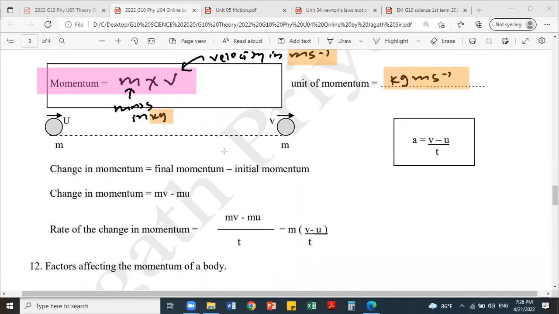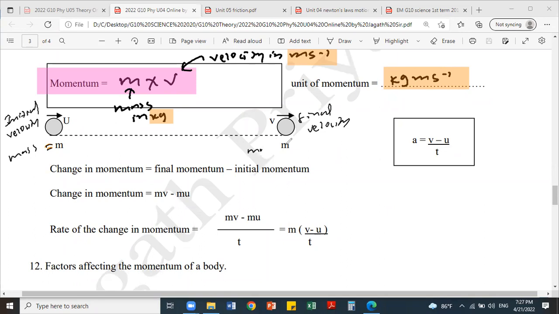Then next one I told, here you can label this. The mass won't change here. Initial mass or final mass is the same m, right? Mass is m, and u will be the initial velocity in this diagram. V will be the final velocity.